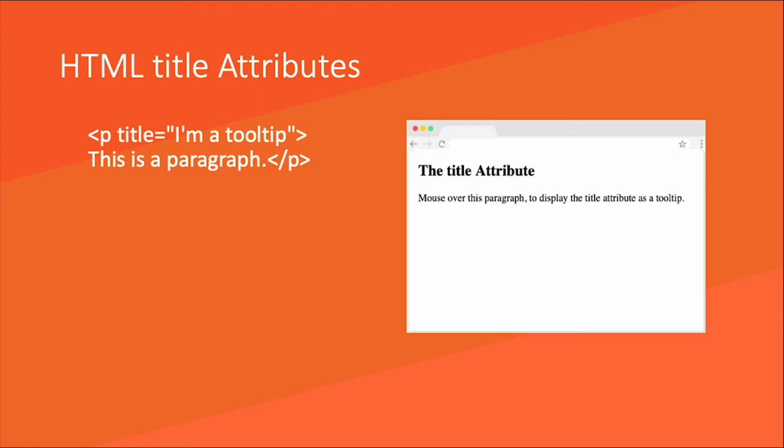The title attribute is used to provide advisory text about an element or its content. Here, a title attribute is added to the paragraph element. The value of the title attribute will be displayed as a tooltip when you mouse over the paragraph.